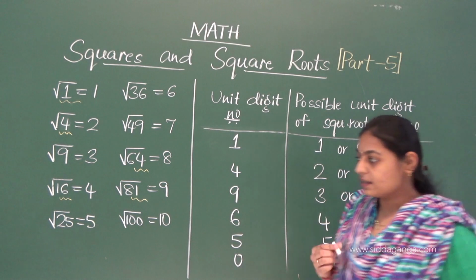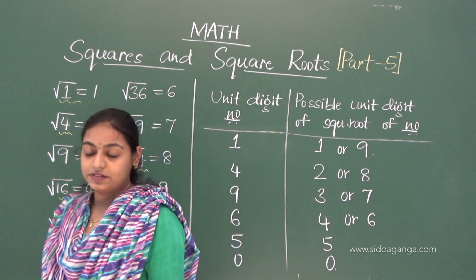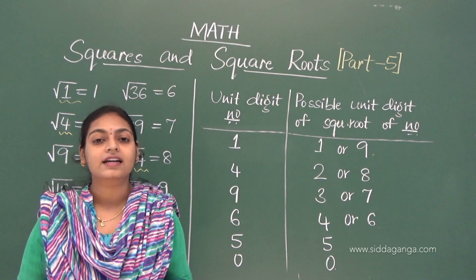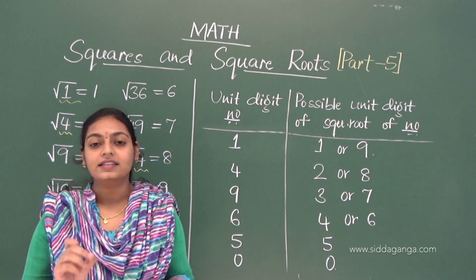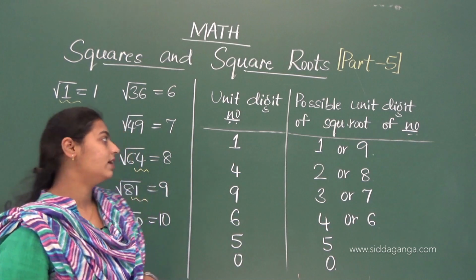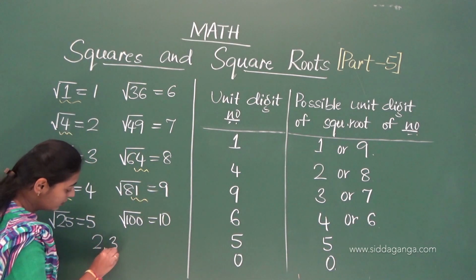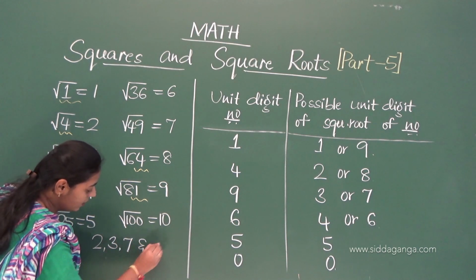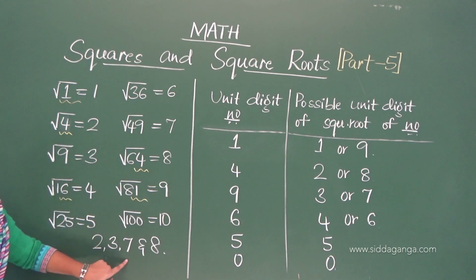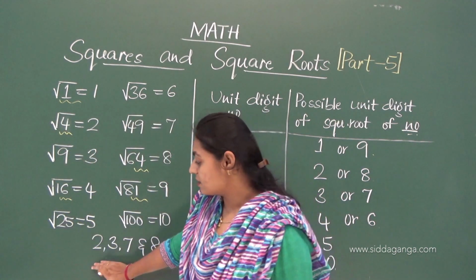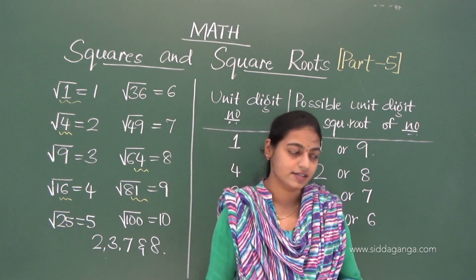When we were doing square numbers, we were saying, if a number 2, 3, 7 and 8 comes in the units place, then it is not a perfect square. Which numbers did we say? 2, 3, 7 and 8. If 2, 3, 7 and 8 come in the unit place, then those numbers are not perfect squares.